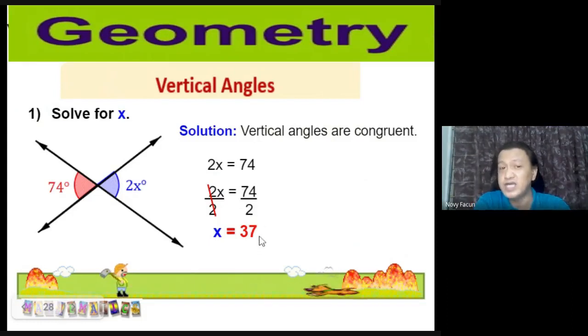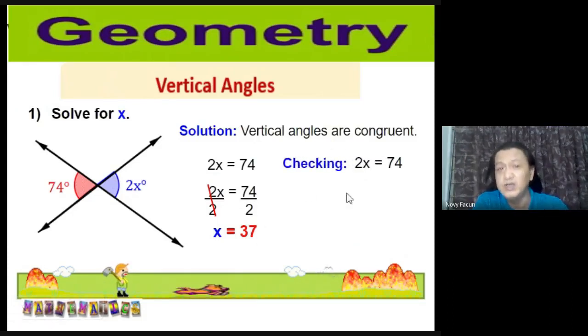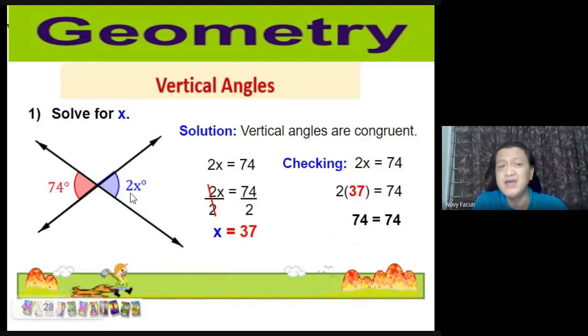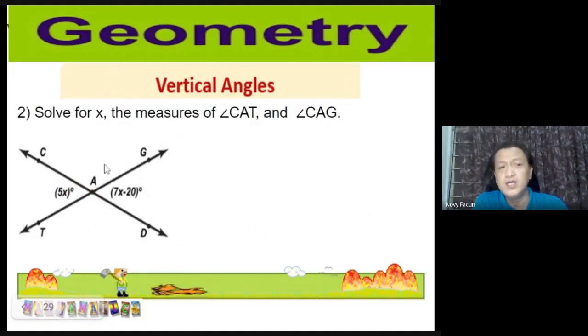So how are you going to check? Substitute lang natin. Kung hindi ka sure, i-substitute mo siya doon. What is 2 times 37? That is 74. Kapag nag-equal siya, meaning they are congruent. So meaning equal yung sagot mo. Tama.